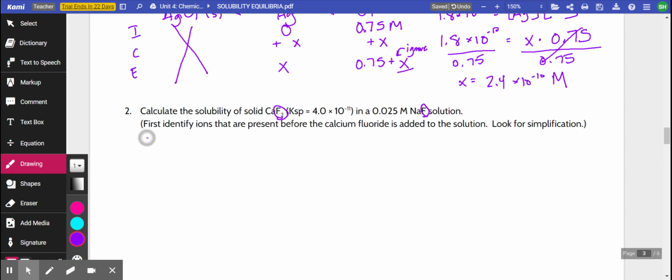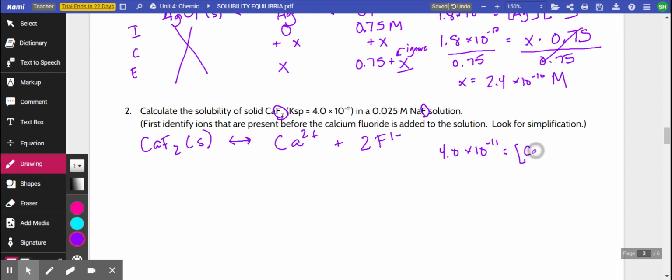So I'm going to write my dissolution, which is CaF2 solid dissolving into calcium ions and two fluoride ions. And then my equilibrium expression is going to be 4.0 times 10 to the negative 11th is equal to the concentration of calcium ion times the concentration of fluoride ion raised to the second power. Okay, so the next thing we'll do is set up our ICE table.